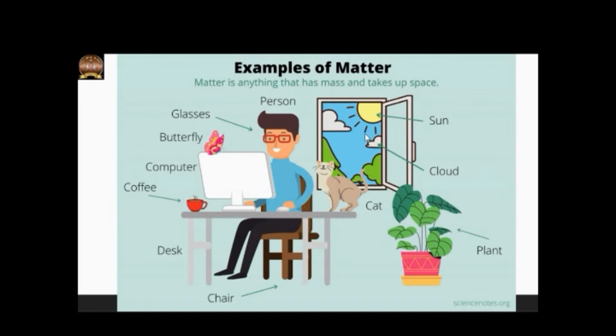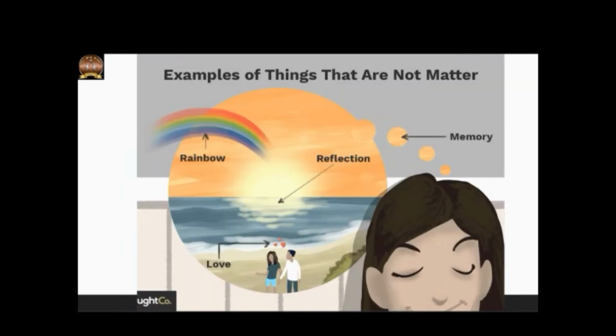What about air and the clouds? Well, we can't see air, but you have learned in the previous classes that air has weight and air takes up space. So that means air comes under the category of matter too. For the sake of comparison, here are a few things that do not come under the category of matter. Rainbow, light which has been reflected on its surfaces, thoughts or memory, and emotions like love, all of these things do not come under the category of matter.